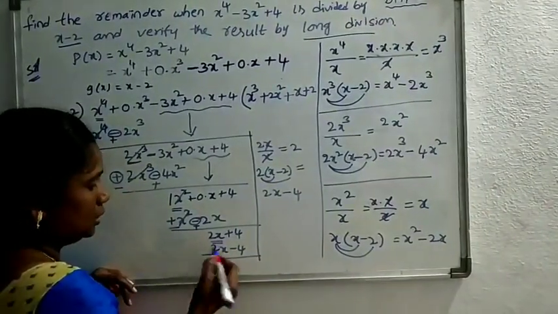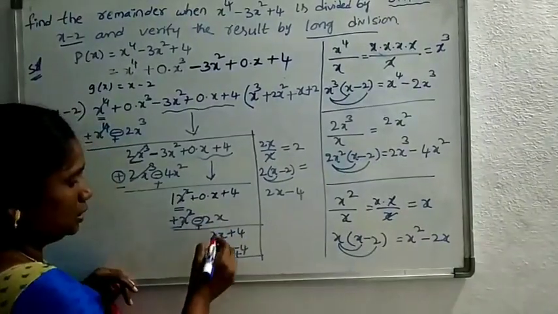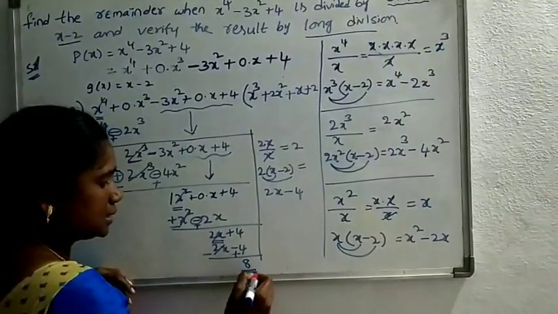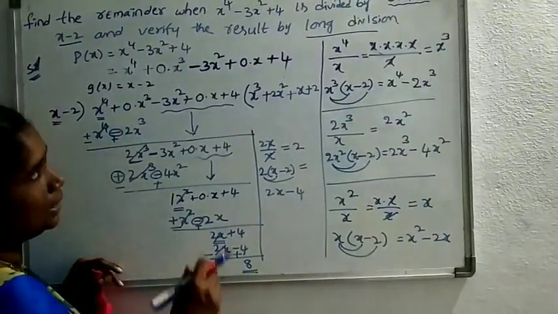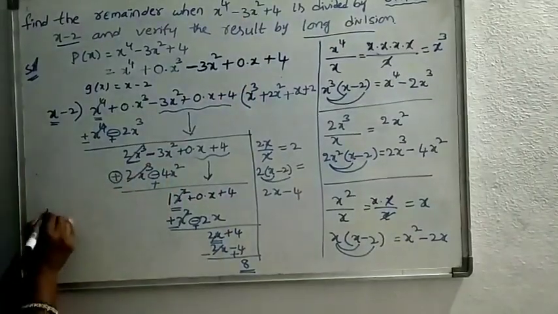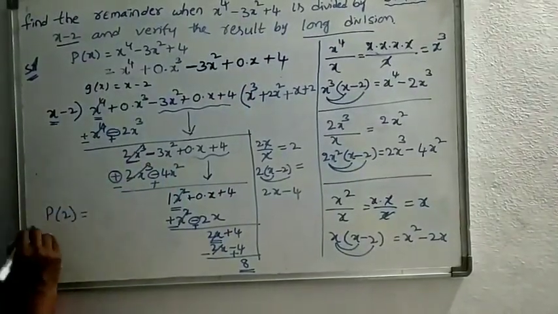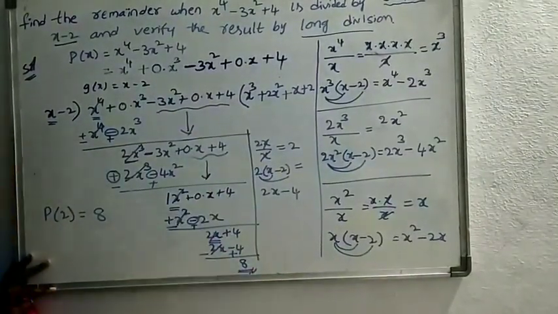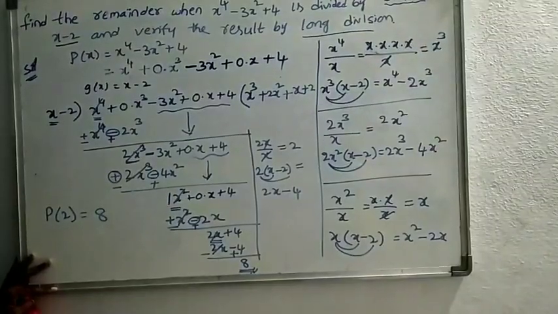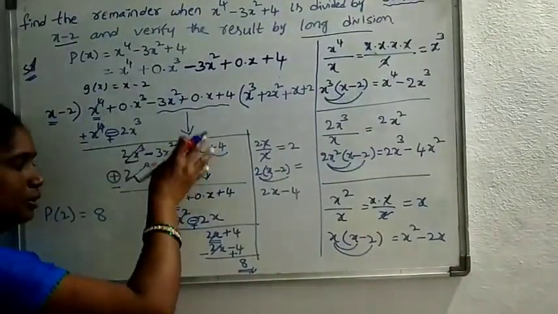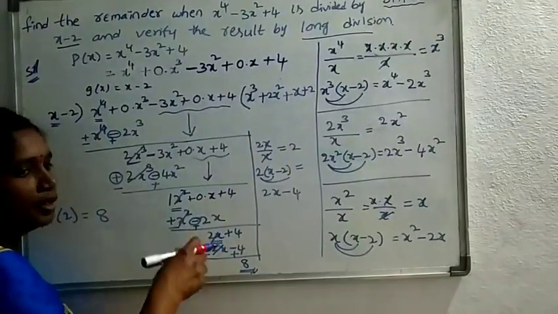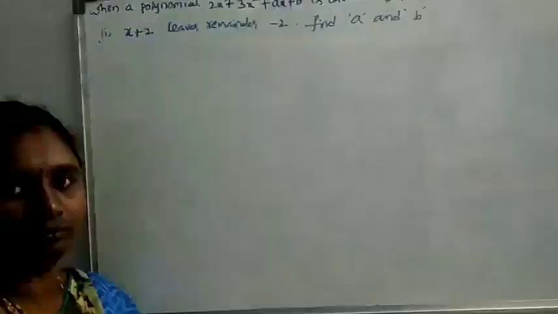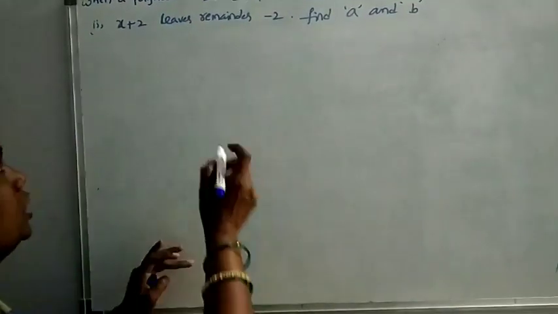So here again changing the sign. 2x and minus 2x getting cancelled. Plus 4 and plus 4. What will be the answer, children? 8. Do you remember, children? By remainder theorem, we find the value of P of 2. What is the P of 2? It is 8. And here also by long division we got the remainder is 8. Okay, children? So without doing this long division calculation, we can directly find the remainder according to remainder theorem. Okay.